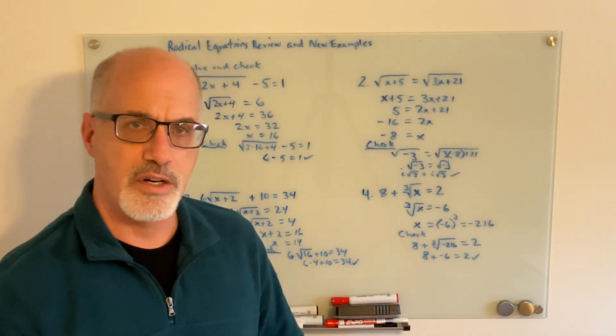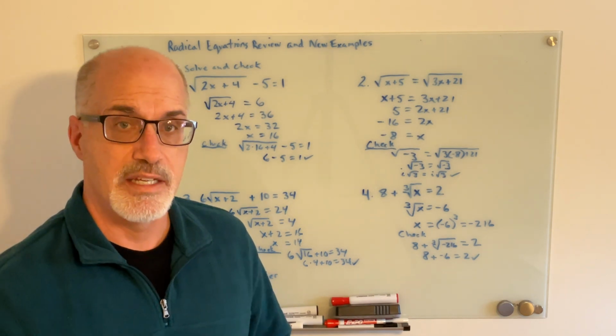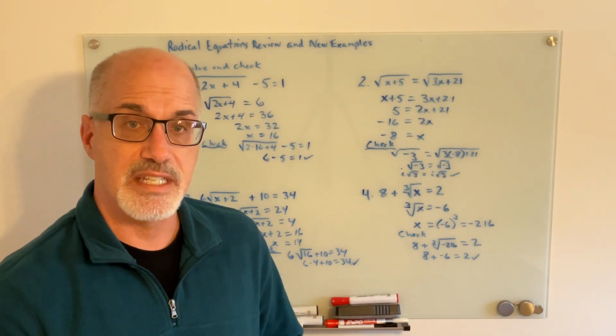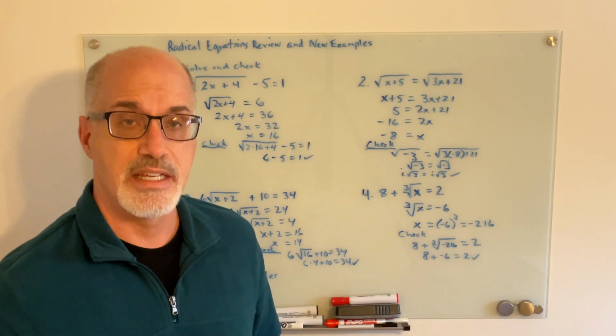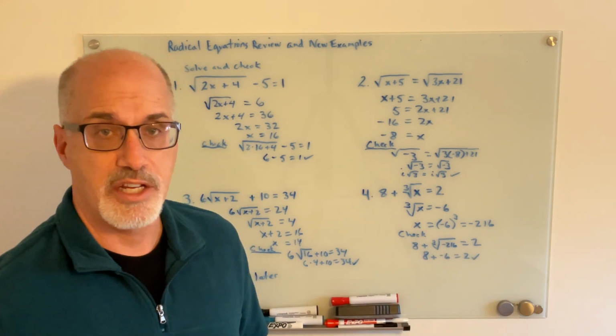So in solving our steps, make sure you isolate. Make sure you then put both sides to that power of the index. Then you go ahead and solve and then check your answers.